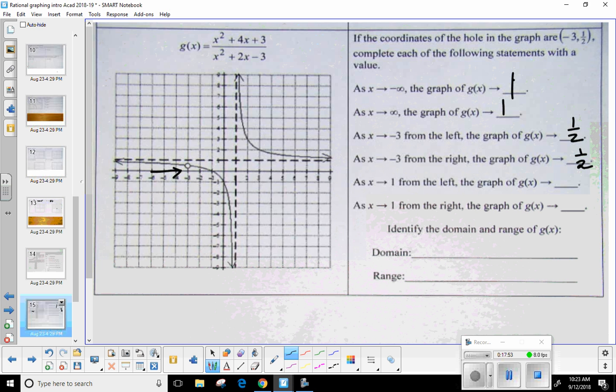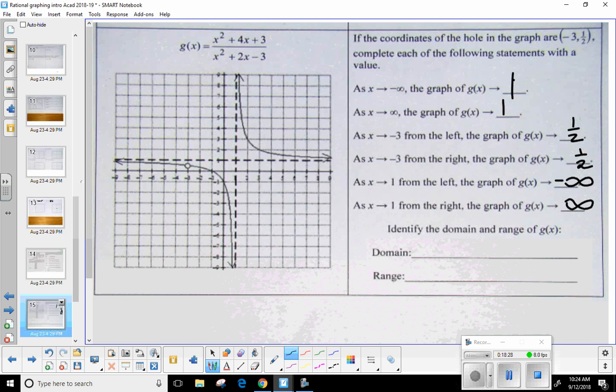What about the vertical asymptote? As we approach 1 from the left, what will g approach? Negative infinity. As we get infinitely closer, the graph is going to get infinitely smaller. So this is negative infinity. What about as we approach 1 from the right? Positive infinity. Is everybody getting the idea? Anybody confused?